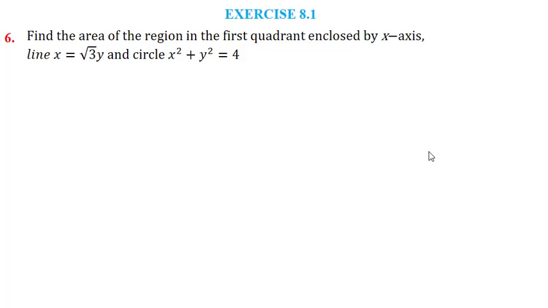Okay, let us see this sixth question. Find the area of the region in the first quadrant enclosed by x-axis, line x is equals to root 3y and the circle x square plus y square is equals to 4.